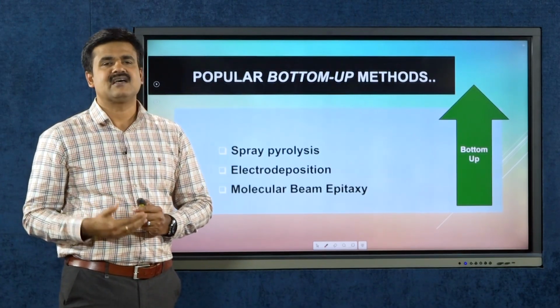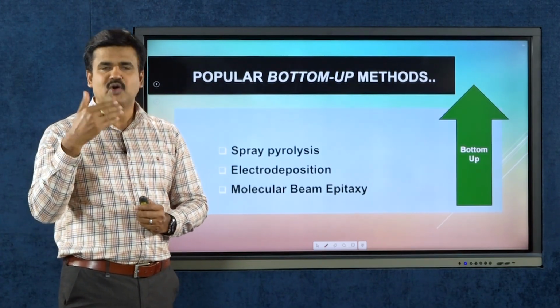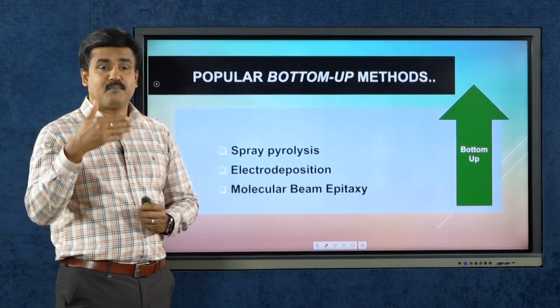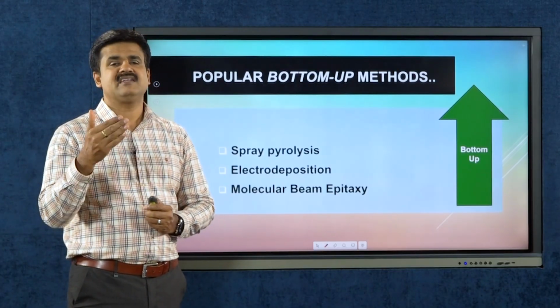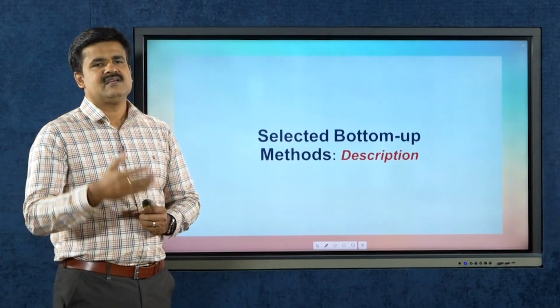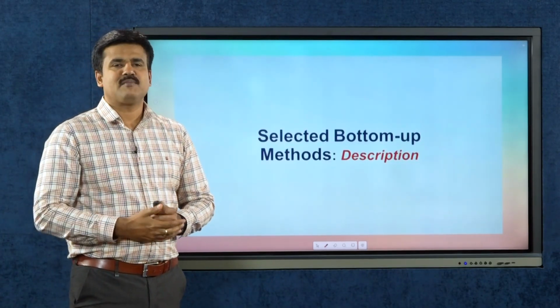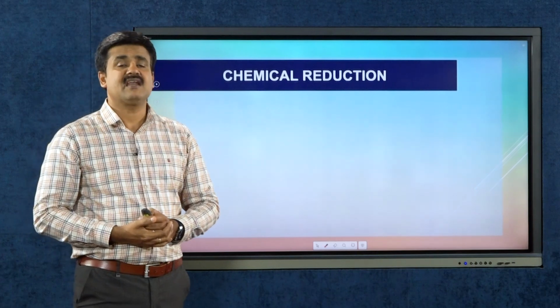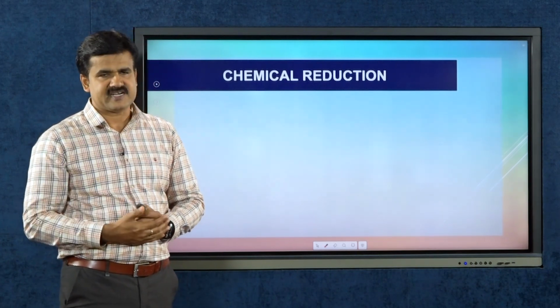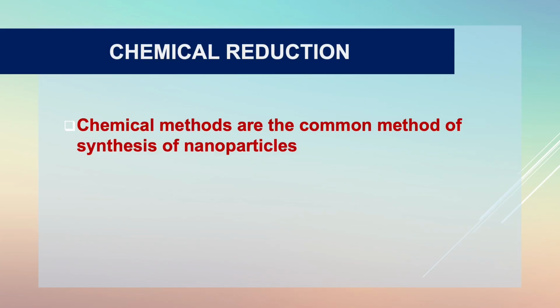So, these are various important bottom-up methods, and now we can take several popular bottom-up methods and study their details separately. First of all, among selected bottom-up methods, we are taking chemical reduction as the first part of our discussion for detailed study. The chemical reduction method is a very popular or common method for the synthesis of nanomaterials.